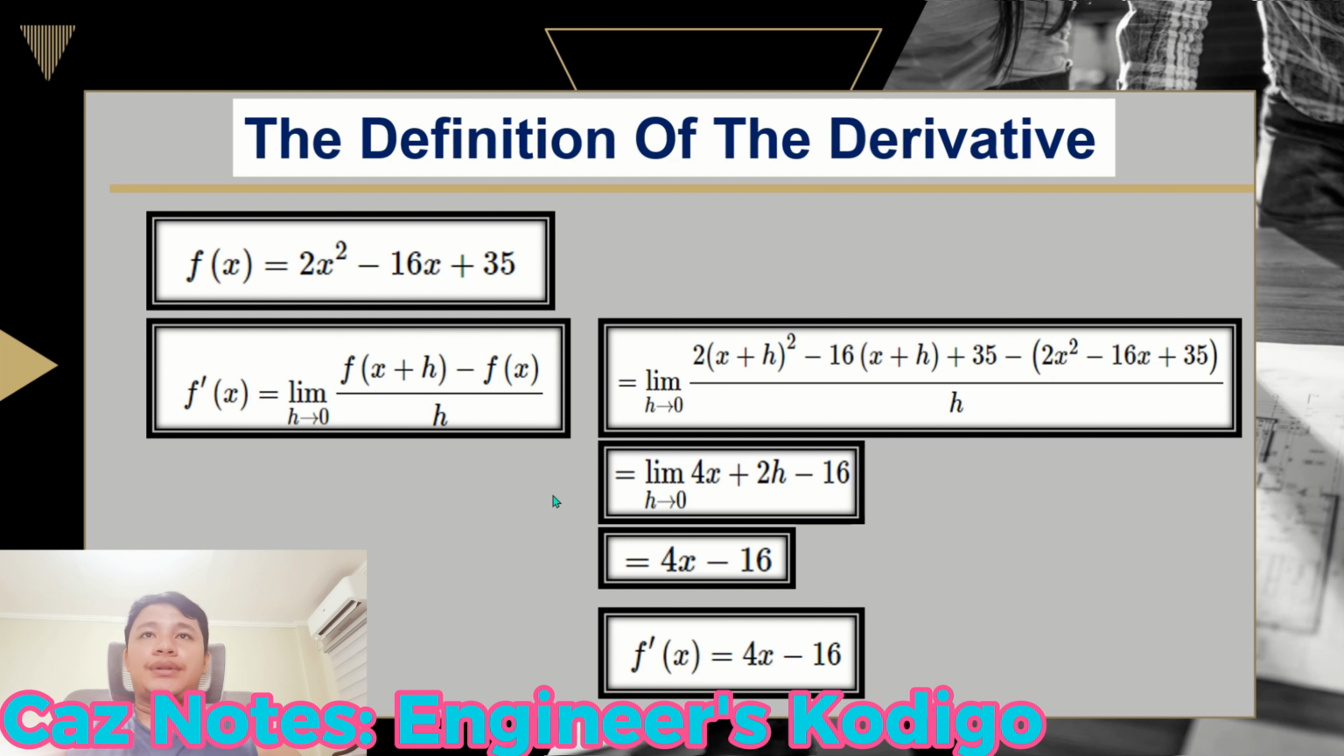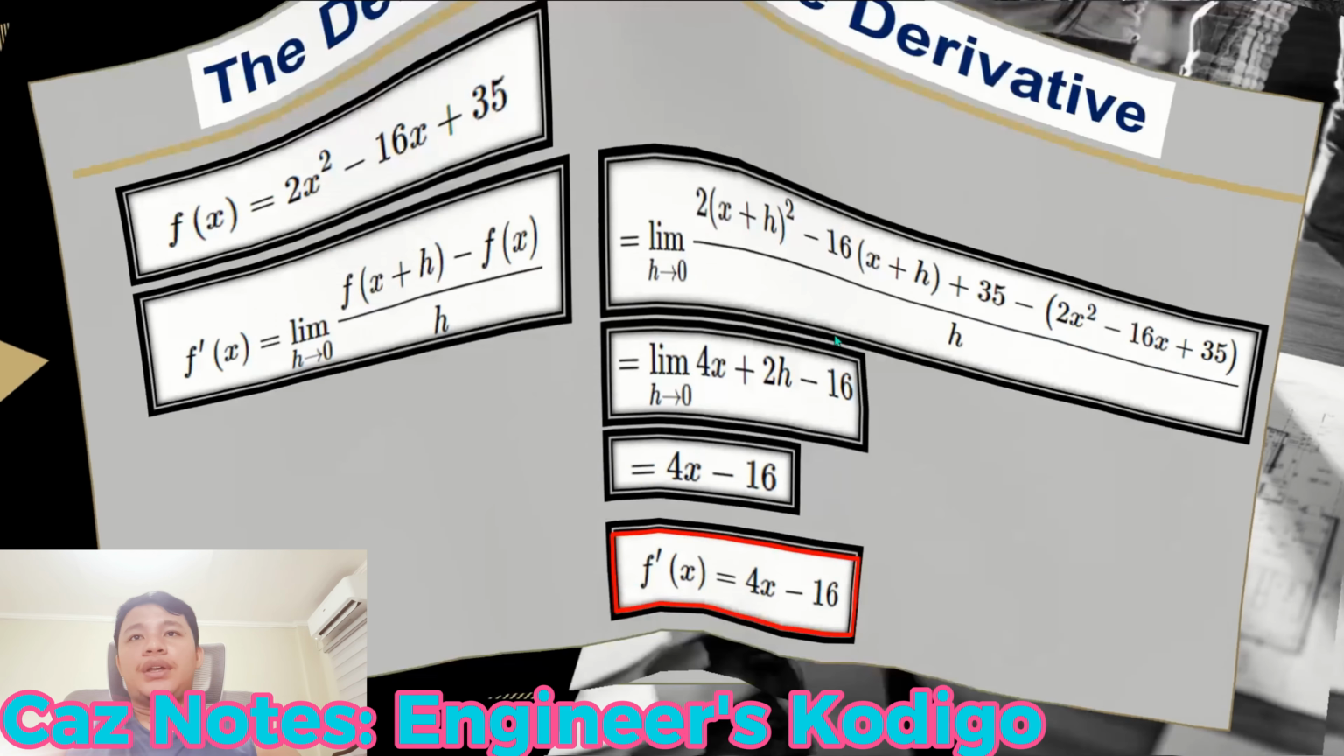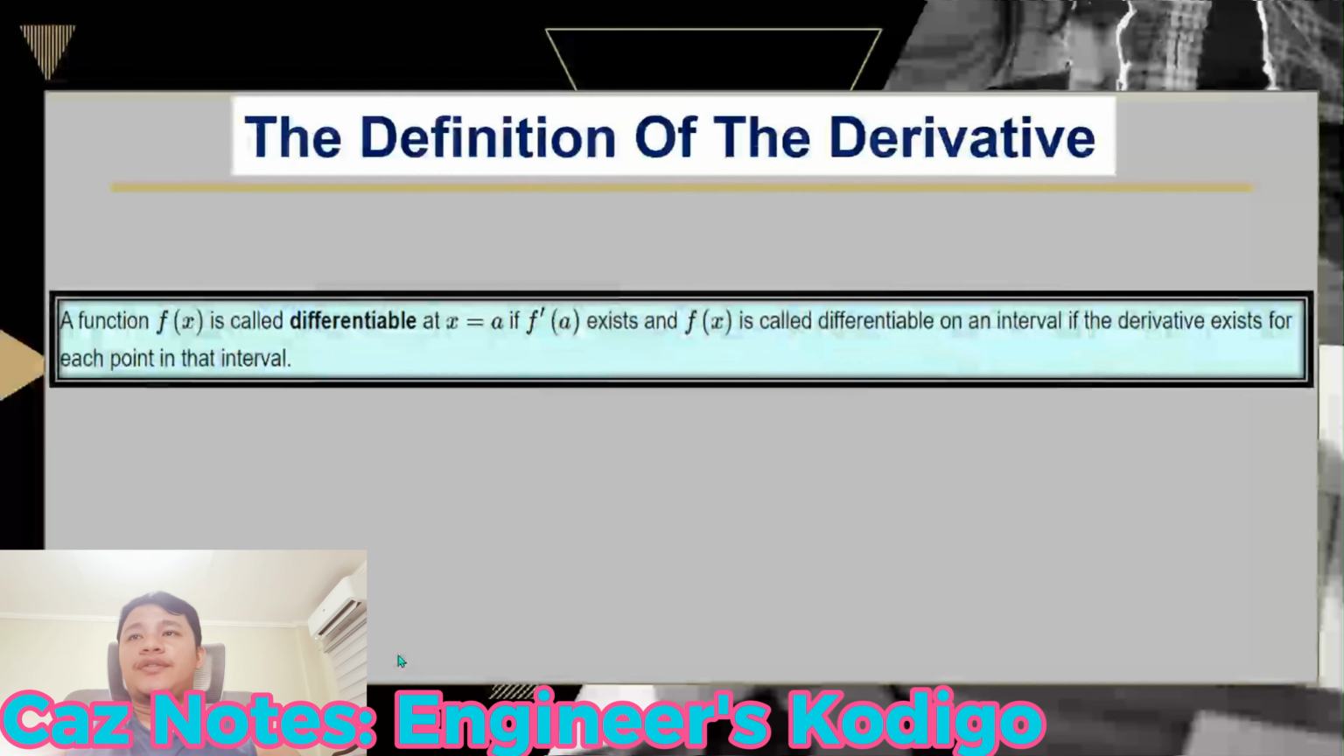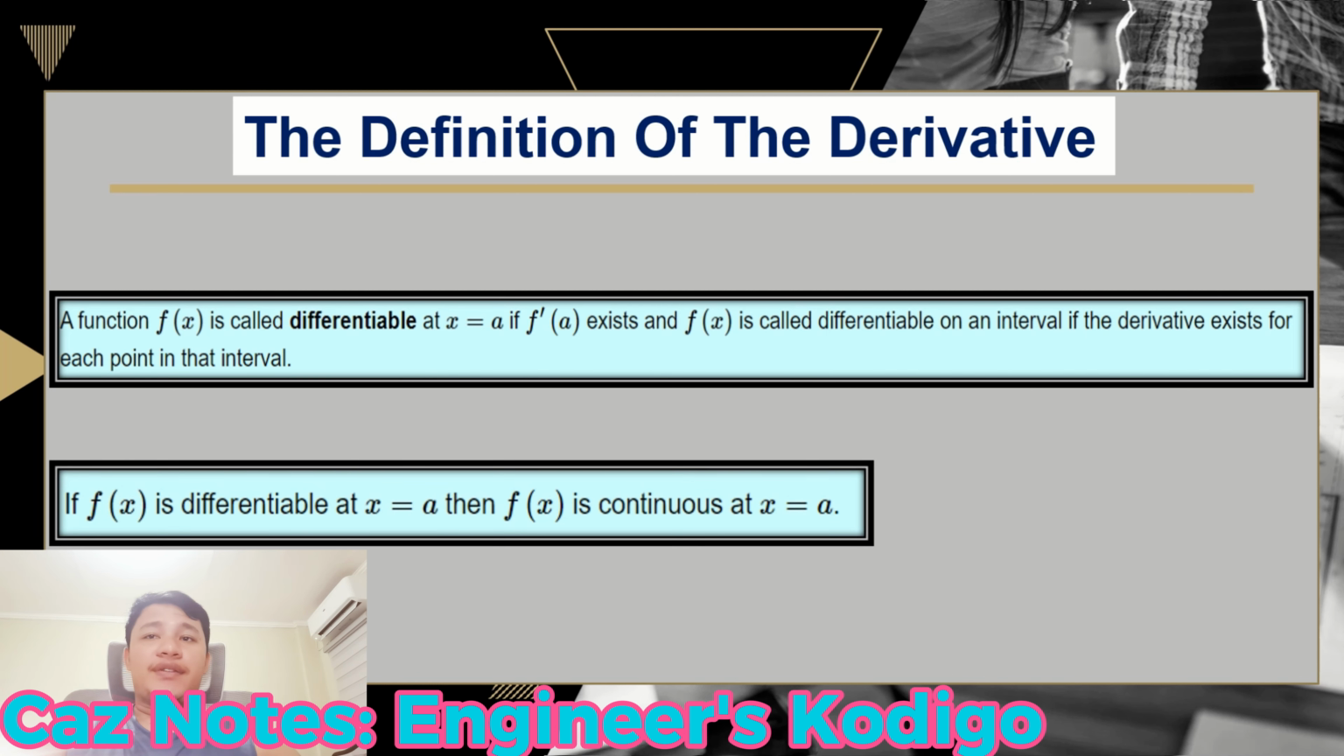Okay, so let's have some theorems regarding the derivative. A function f of x is called differentiable at x equal to a if the first derivative at a exists, and the function f of x is called differentiable on an interval if the derivative exists for each point in that interval. It also says that if the function f of x is differentiable at x equal to a, then the function f of x is continuous at x equal to a.